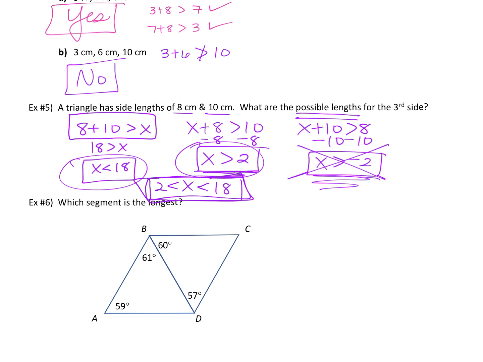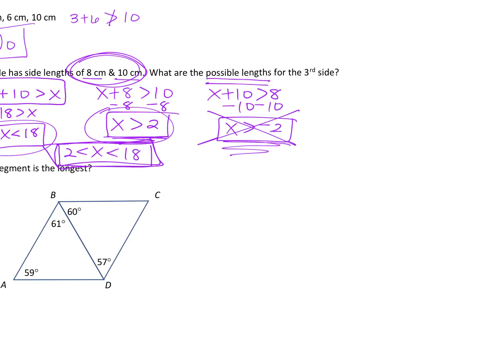Does anyone see a quicker way than setting up 3 inequalities there? How did we get 2 and 18 from 8 and 10? Add them together, subtract them, right? If you add them and subtract them, hey, I'm working over here. If you add them and subtract them, you'll get your numbers. That's all you got to do.